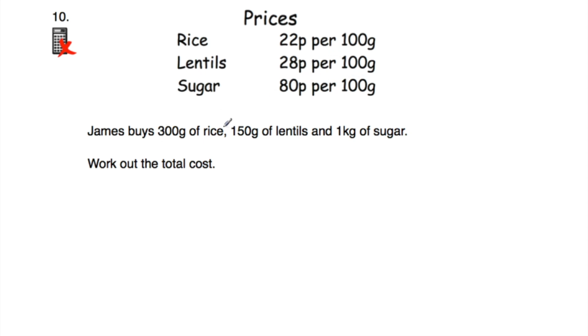Okay, so James buys 300 grams of rice. So each 100 grams costs 22p. And he buys 300 grams, so that's 3 lots of that. So if we multiply 22p by 3, we'll find the cost of 300 grams of rice. So 22p multiplied by 3 is equal to 66p. So that means that 300 grams of rice would cost 66p, by just multiplying 22p by 3, and that'd be the cost of 300 grams.